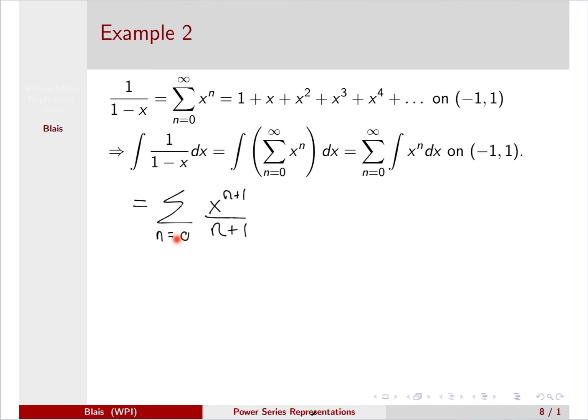You see, if you plug in n equals 0, you get x to the 1 over 1, or just x. So that's your antiderivative of 1. For n equals 1, we get x squared over 2. That's the antiderivative of this term here. x cubed over 3 for the next one, so on and so forth.